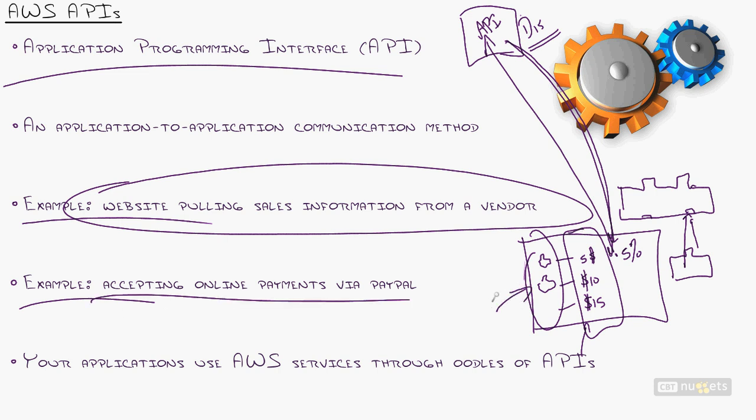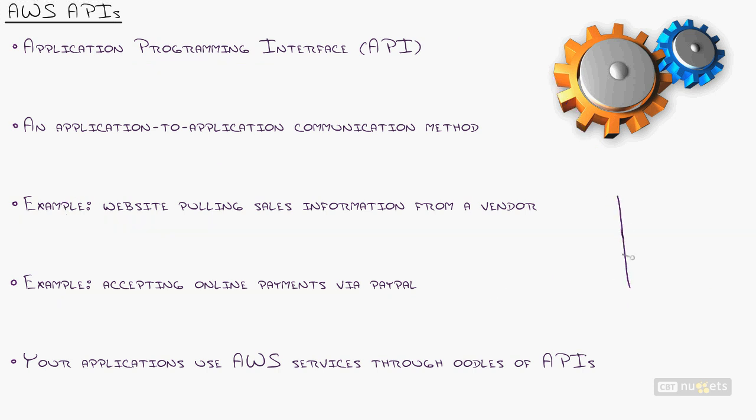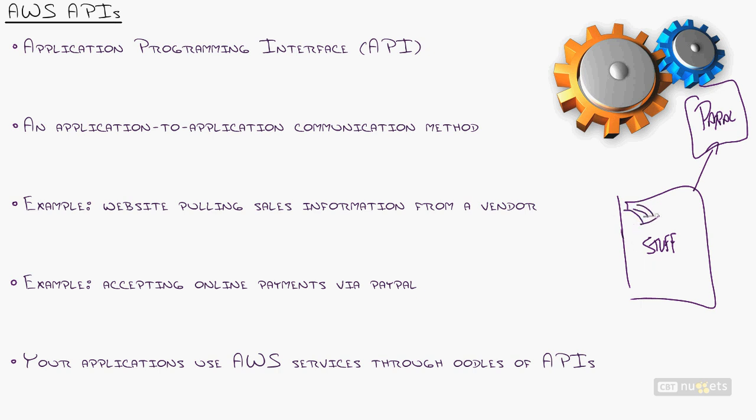Another example would be accepting online payments through PayPal. A lot of people do this. Maybe you create your own website where you're selling stuff, and whatever stuff you sell, you accept credit cards. Well, PayPal has an API engine that allows you to integrate right with them. So when somebody says, I want to add all this stuff to my shopping cart, and they click the checkout button, it now says, okay, go to PayPal.